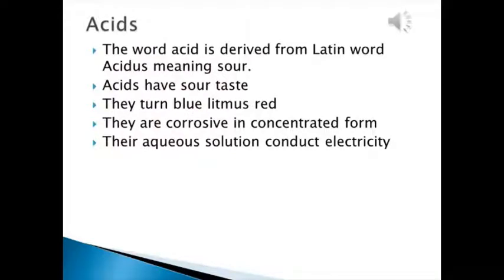Now here are some important properties of acids. The word acid is derived from the Latin word acidus, meaning sour. Acids have a sour taste, they turn blue litmus paper red, and they are corrosive in concentrated form. As you all know, concentrated form means there is more solute and less solvent. The aqueous solution of acids can also conduct electricity.